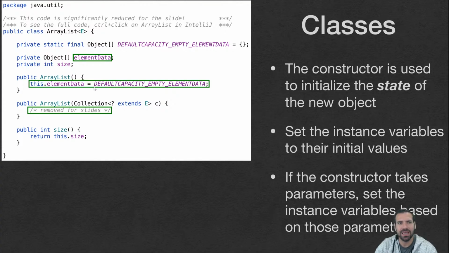This is the same as saying ArrayList dot default capacity empty element data. It's the same thing as saying that. So we could put ArrayList dot here. The source code doesn't, but it would be the same exact thing. That's what it's doing, because it's static. It belongs to the class. And final means we can't reassign it. We can never say default capacity empty element data equals something else. We can't reassign it because it's final.